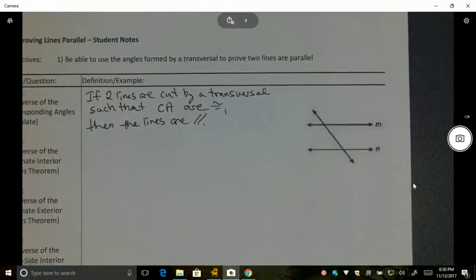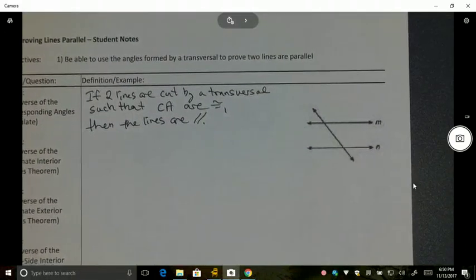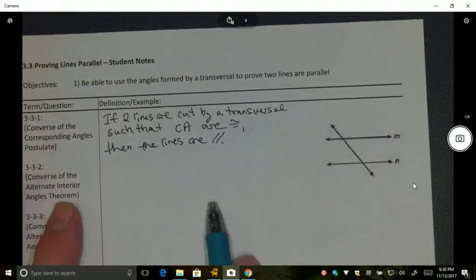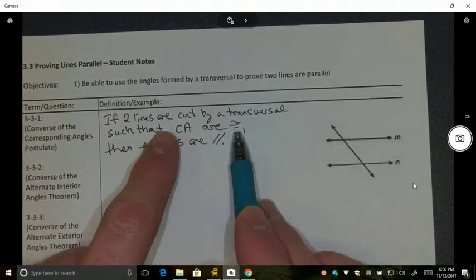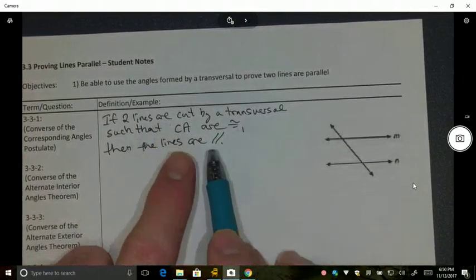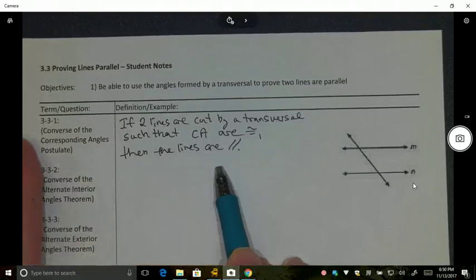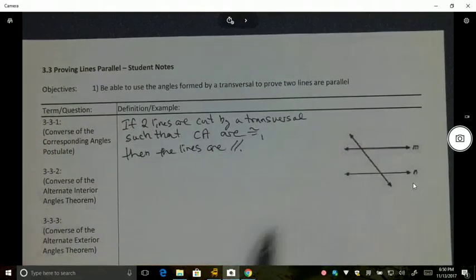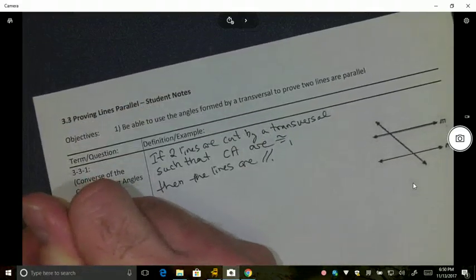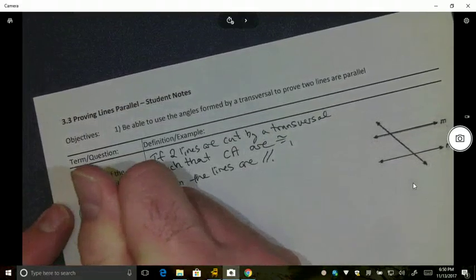So instead of them telling us the lines are parallel and us making a statement about the angles, they're going to be giving us that the corresponding angles are congruent, and we can conclude that the lines are parallel using this converse, converse of corresponding angles postulate, often abbreviated converse of CAP.